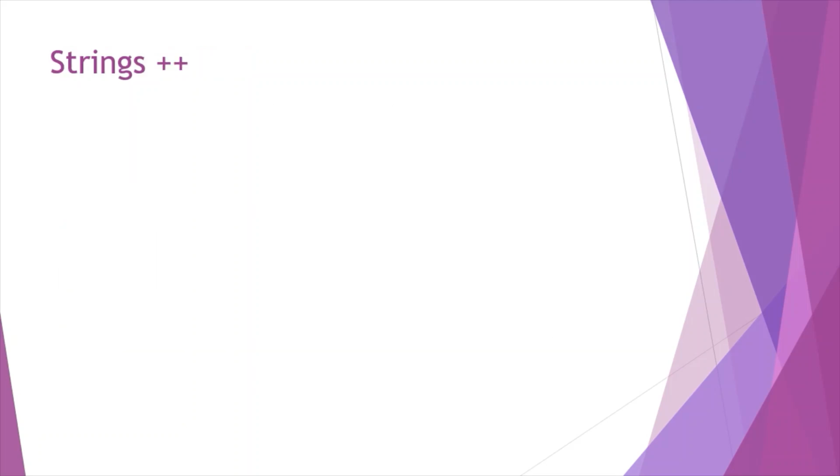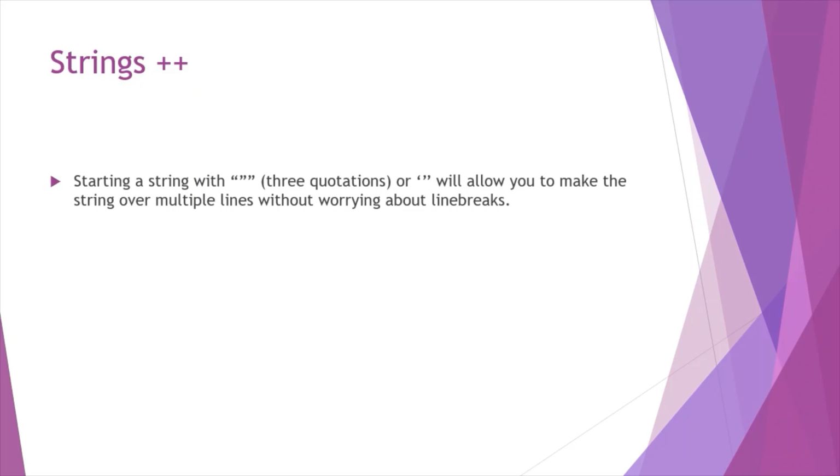So a bit more about strings while we're on it. Starting a string with 3 quotations or 3 single quotations will allow you to make the string over multiple lines without worrying about line breaks. And something else to remember, because they will really try and trip you up on this as well, 5 plus 5 is 55 if you've got strings instead of integers. So if you've got quotations around them, just basically splice them together like that rather than actually adding them mathematically.